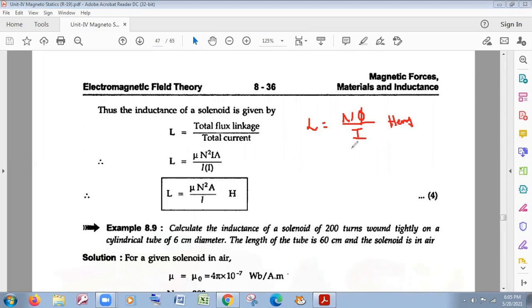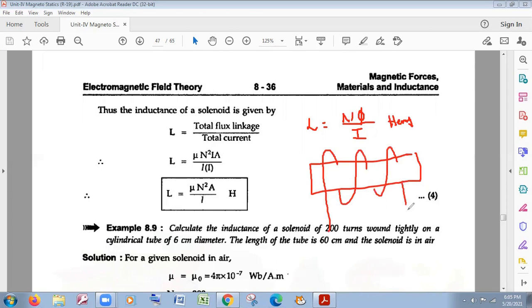So the length of the solenoid is l, and I is the current passing through that solenoid. I already drew this solenoid like this. The current passes in the direction along the length l. Consider a solenoid of N turns, as shown here. Let the current flowing through the solenoid be I amperes, the length l, and the cross-sectional area A.